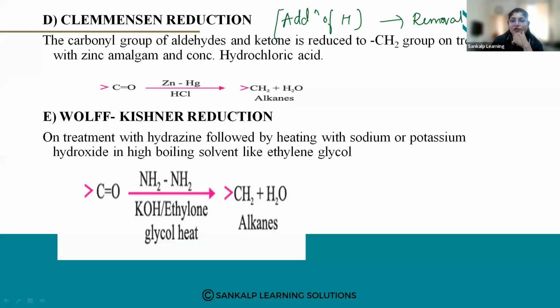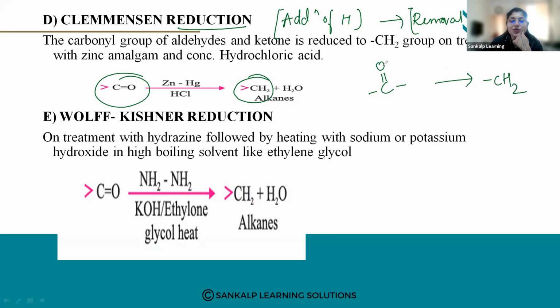Removal of oxygen. Okay. So Clemmensen reduction. So we are doing reduction now. Clemmensen, another name reaction. What we are doing here is taking a carbonyl group and reducing it to an alkane, that is a CH2 group. The carbonyl group, C double bond O, is converted to CH2. So what is done here? Removal of oxygen, addition of hydrogen. So this is a reduction reaction.